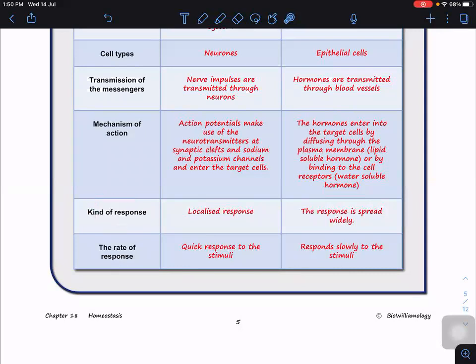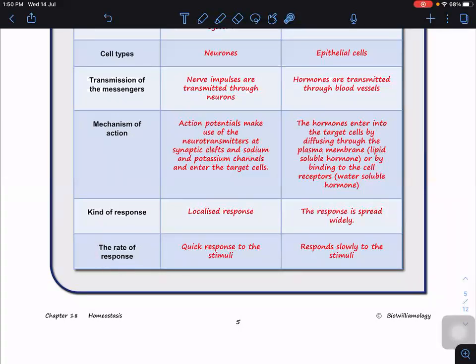So for the kind of response, you can see a localized response. Localized response basically means targeting a particular system, for example, sweat glands, your skin. But if you look at the hormones, hormones can be widespread. They can target many organs, like adrenaline can target many organs, widespread.